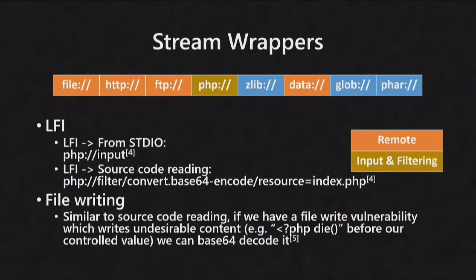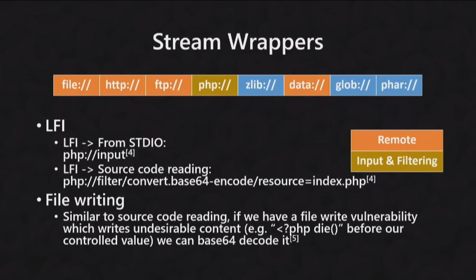If you have a local file include issue and you want to read the source code of a file, obviously if you try to include a PHP file, that will be executed. But this stream wrapper has this interesting feature called filters. So we could base64 encode a file before it's included and then decode that on our end and read the source code from a file.